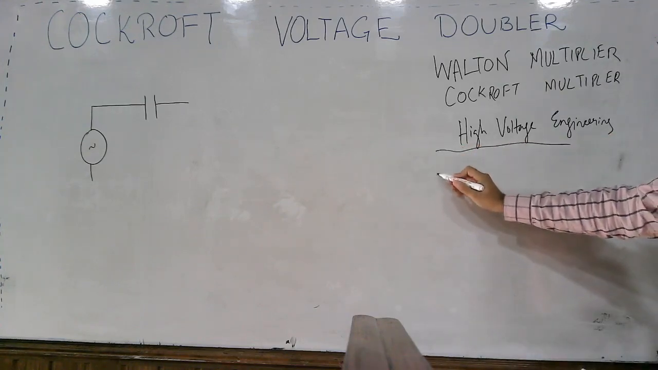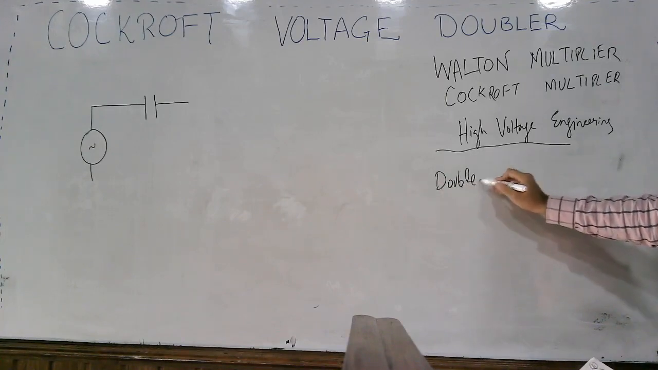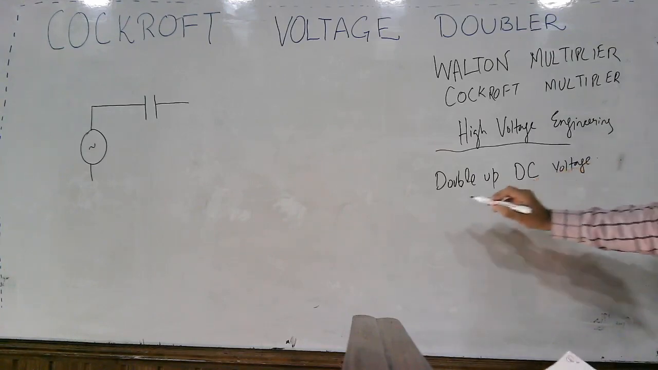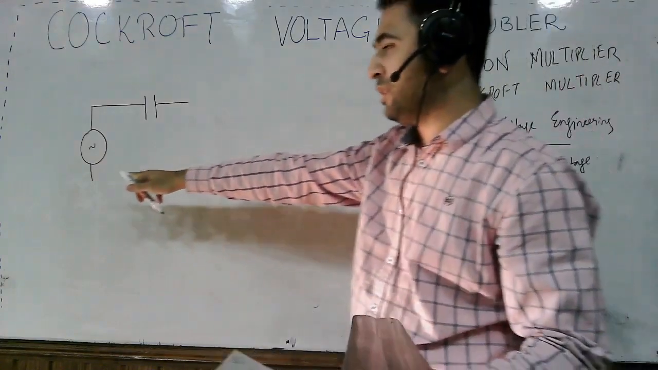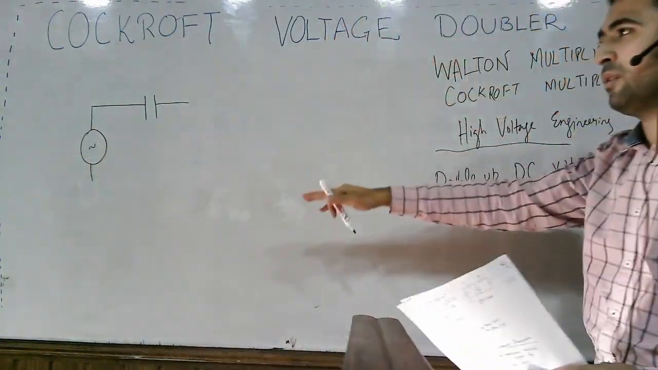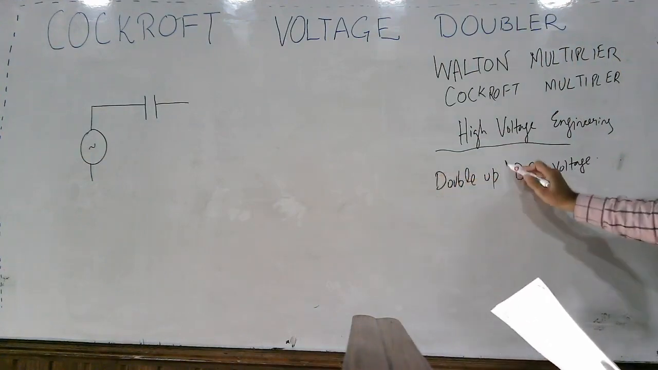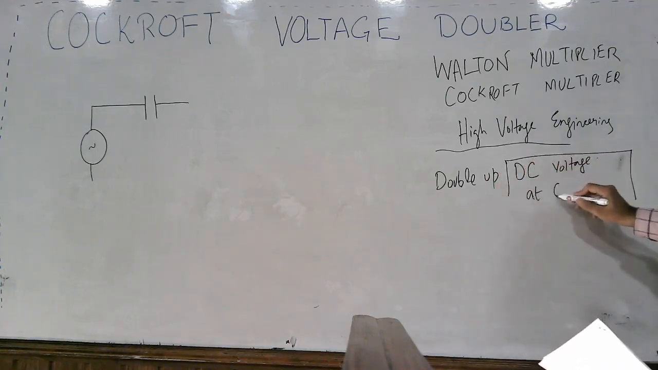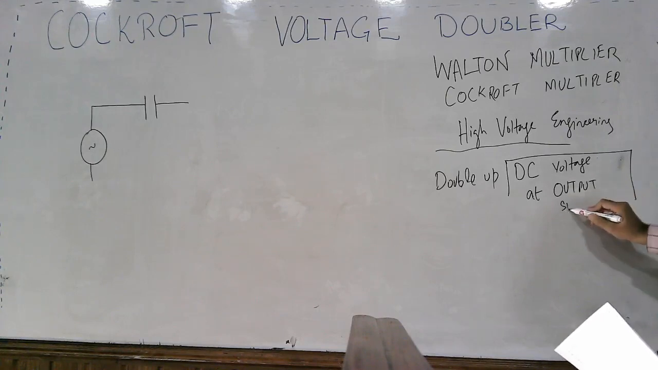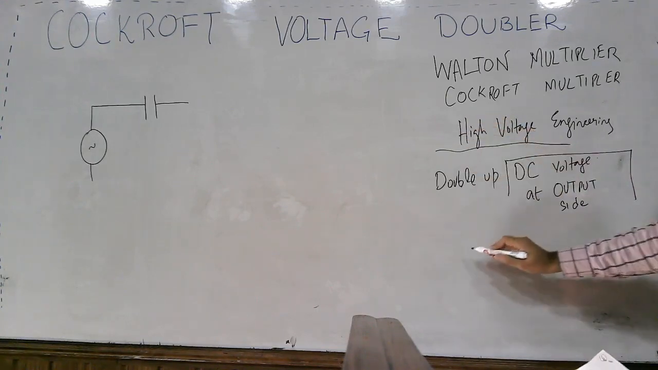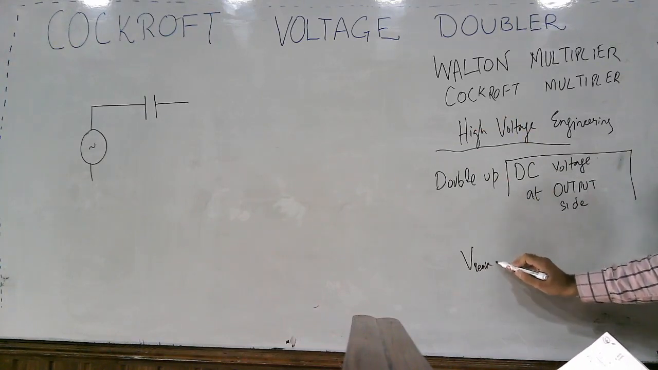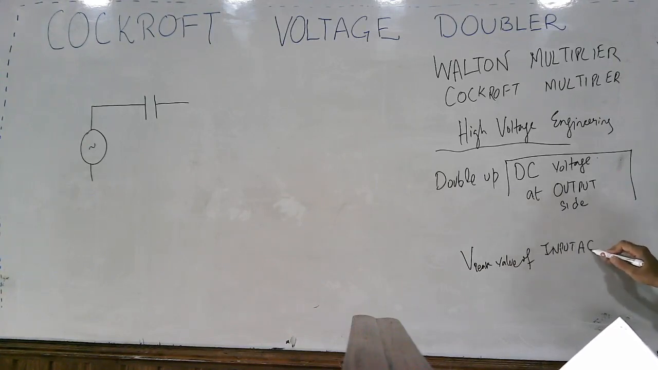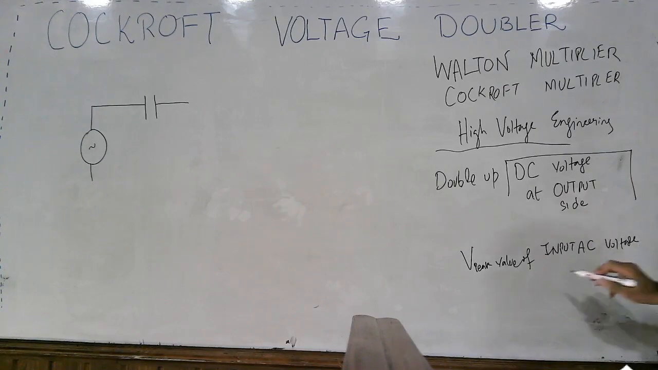It is used to double up DC voltages. Although you have to apply an AC power input, the output voltage is DC. So you have a DC voltage at the output side, and whatever the peak value of the input AC voltage is, it will be doubled up.